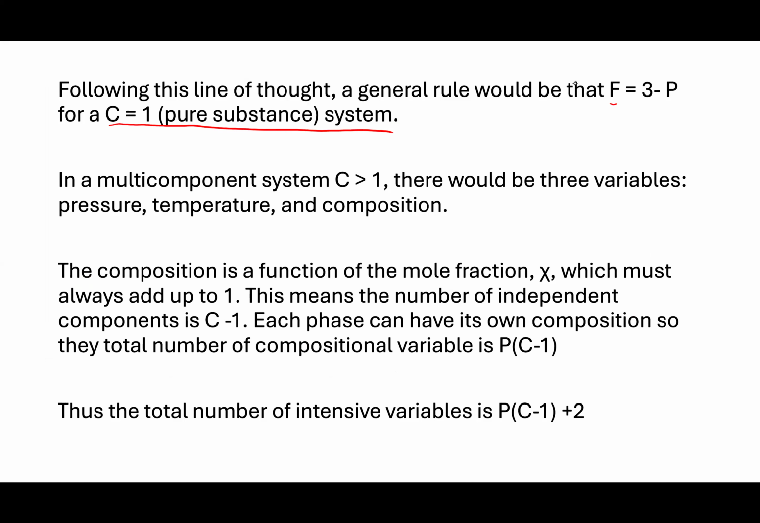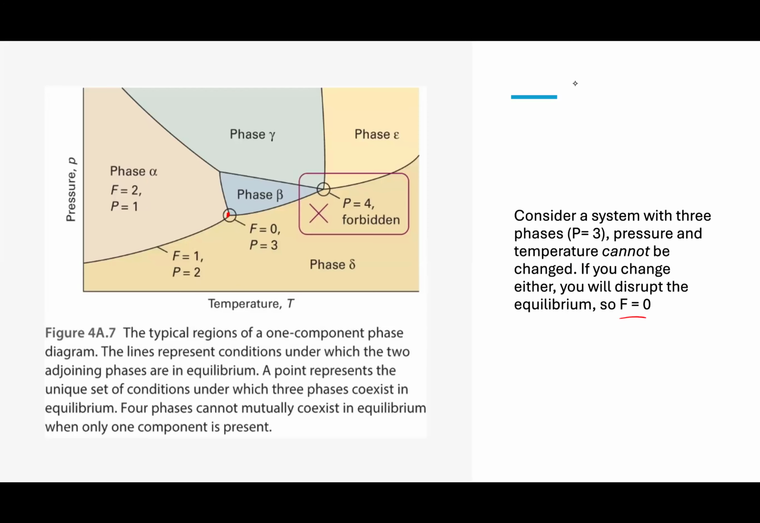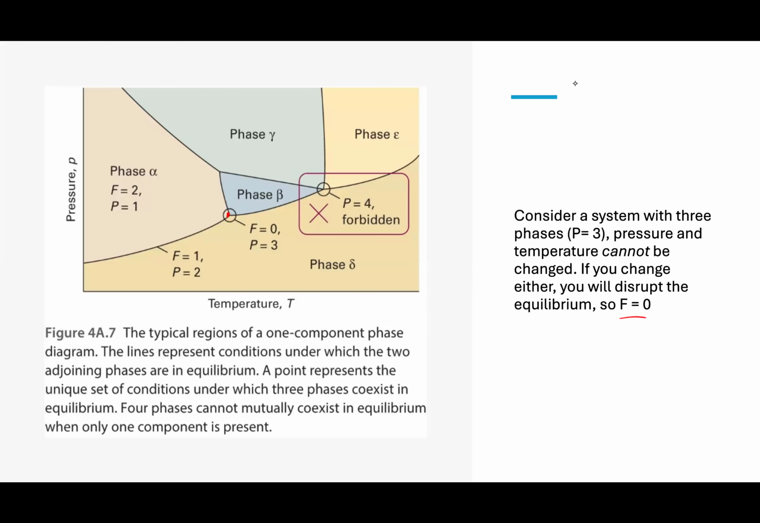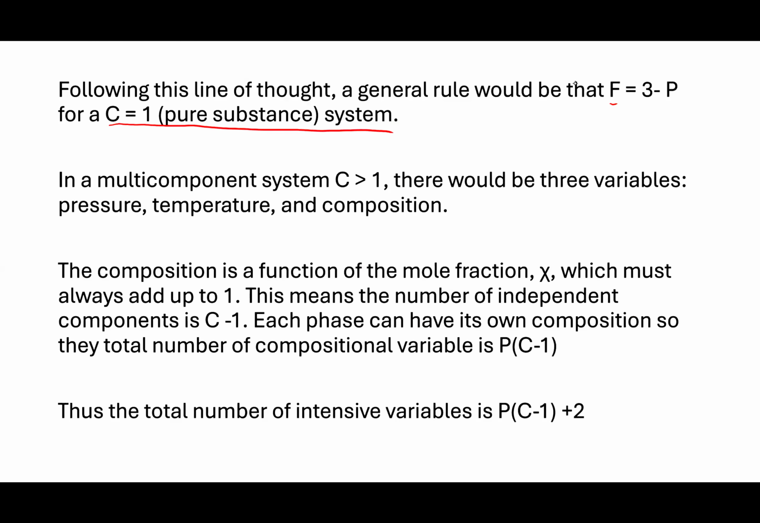The degrees of freedom that we have is 3 minus the number of phases. We saw that: if we have 3 phases, 3 minus 3 is 0. That's the exact number of degrees of freedom where we're able to move things, which is 0. That's the rule if you work this all out. Now in a multi-component system, where C is the number of components, there's going to be 3 variables. There's still going to be pressure and temperature, but now there's also going to be composition.